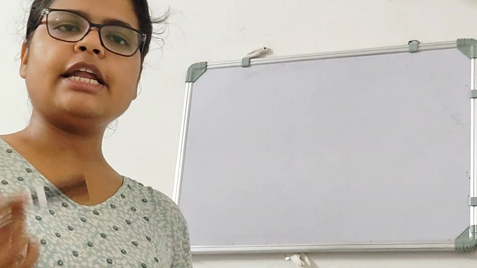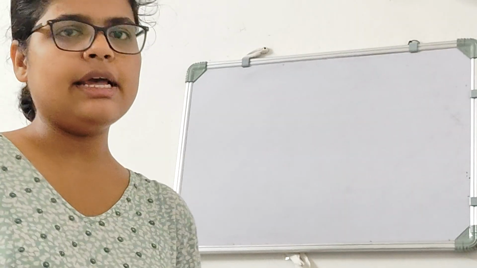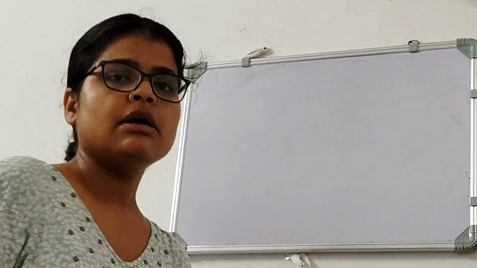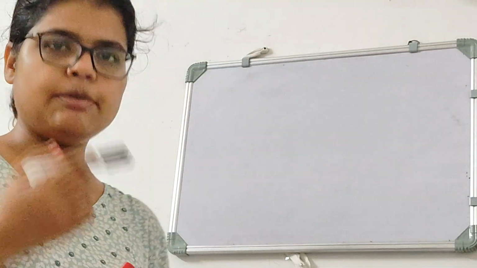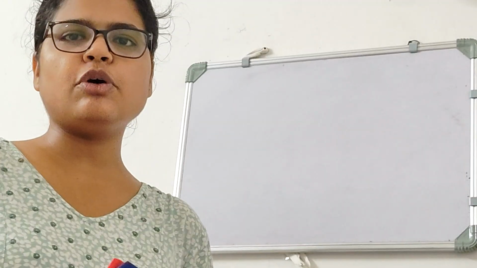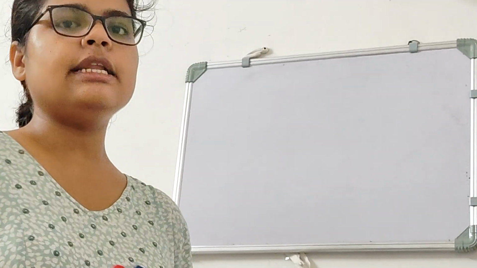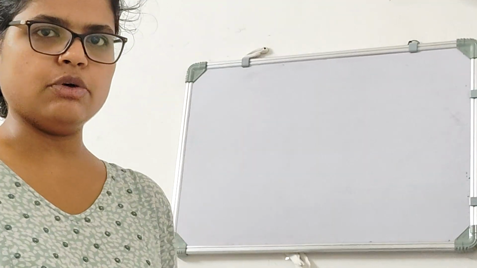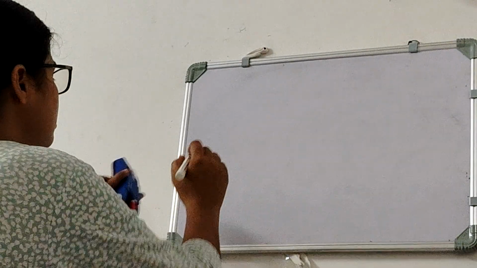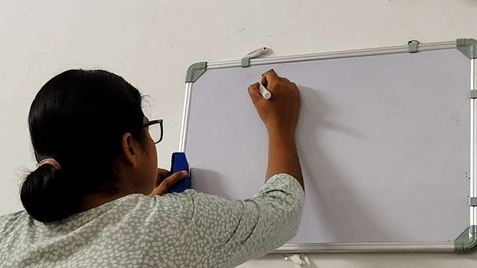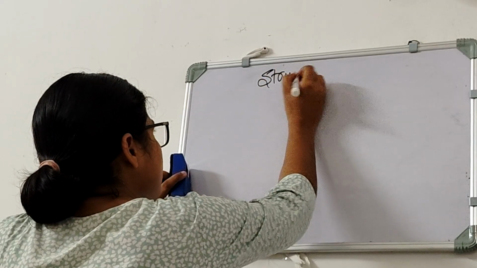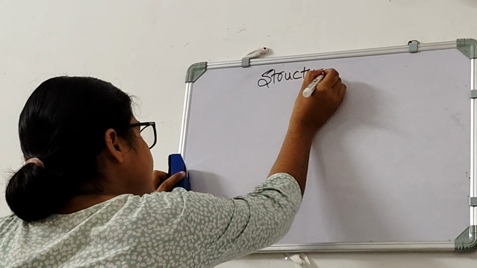So today we will study the structure of MOSFET, and then we will see the difference in the structure of depletion type MOSFET and enhancement type MOSFET, and then we will also see the difference in N channel and P channel MOSFET. So first we will see the structure of MOSFET.